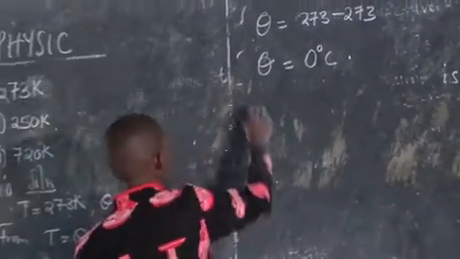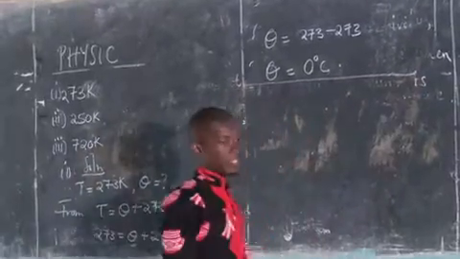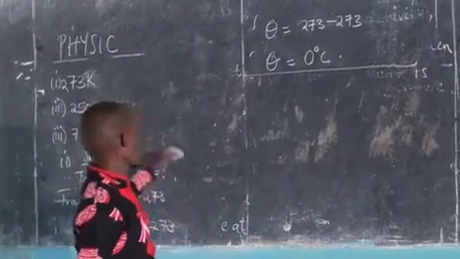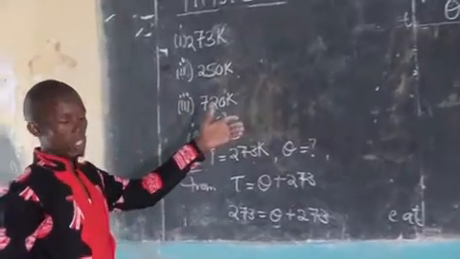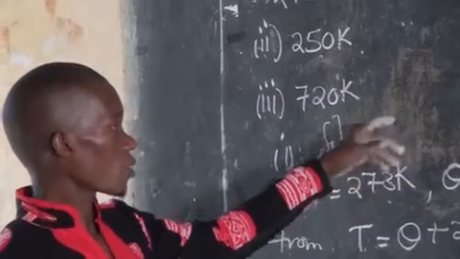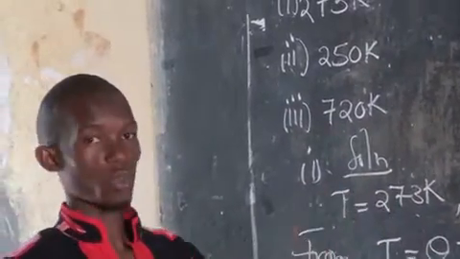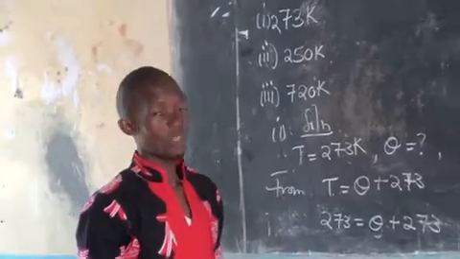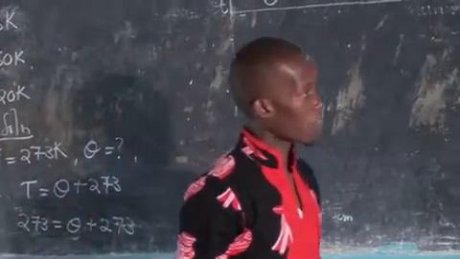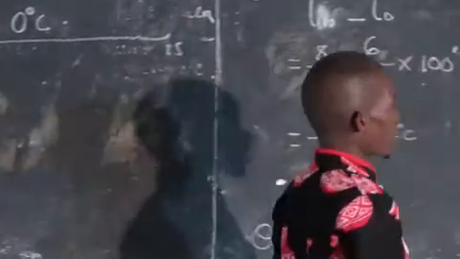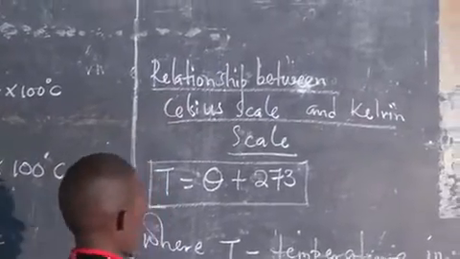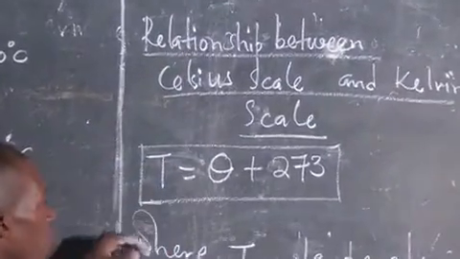So, I think you can try the rest. If you have that, you can try the others. There are some activities there. If you come across any activity, try to do that activity alone. You need to be alone and do the activity, about the Celsius scale and the Kelvin scale.